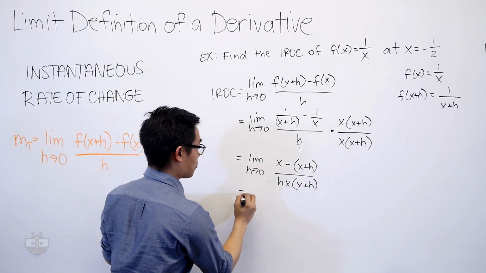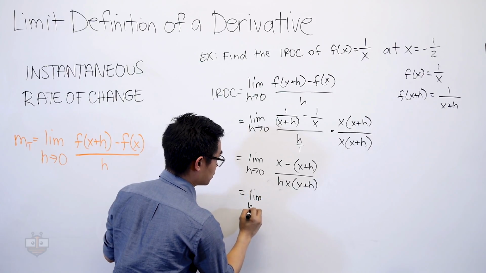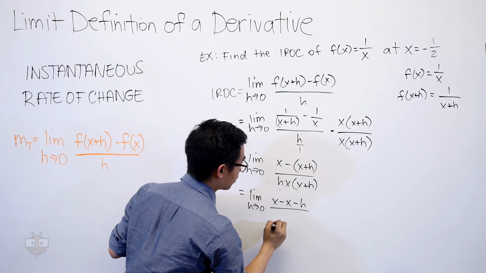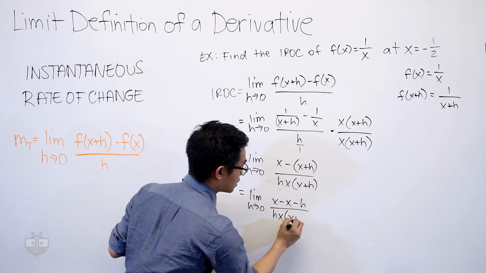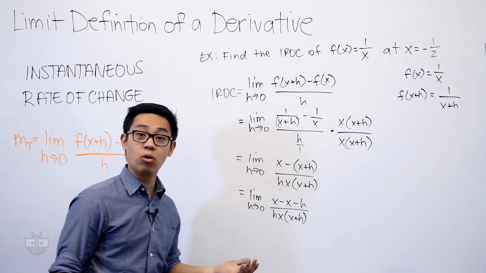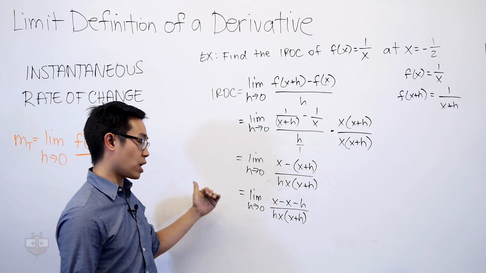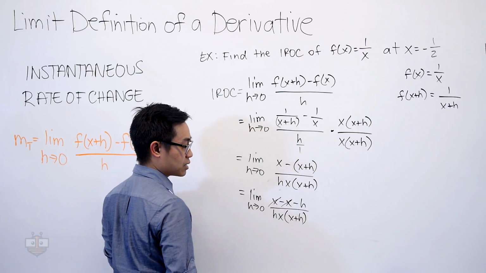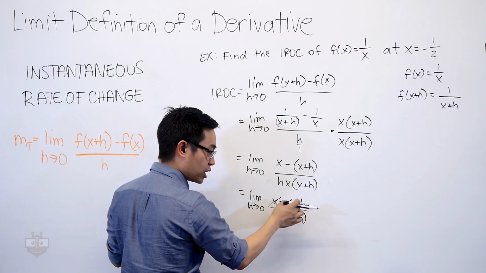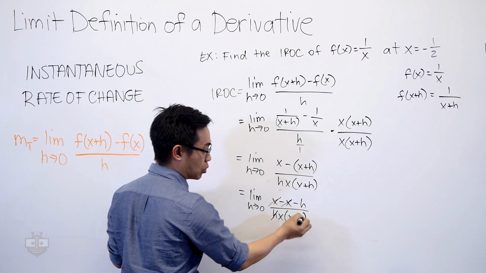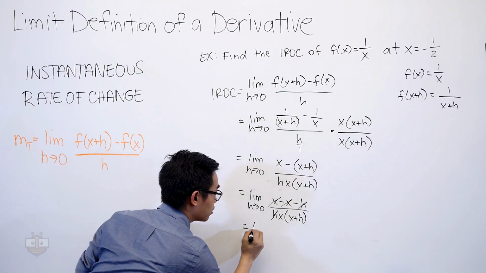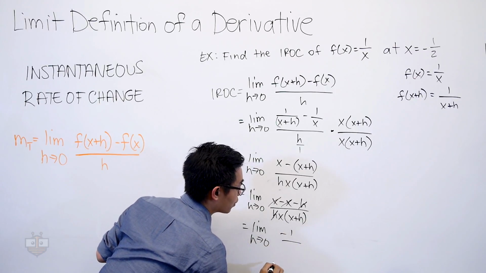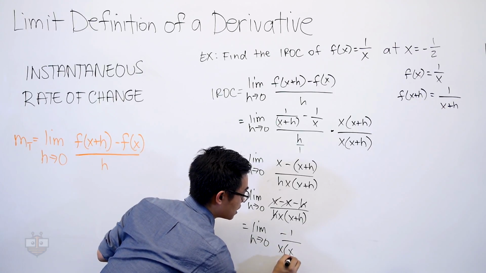Let's simplify on top. We get the limit as h approaches 0 of x minus x minus h, all over h, x, x plus h. What's the goal all the time? It's to cancel out h. So watch what happens. The x cancels out with this negative x. And now that there's only a negative h up top, this h will cancel out with this h, leaving us with not nothing up top, but negative 1 over x, x plus h.